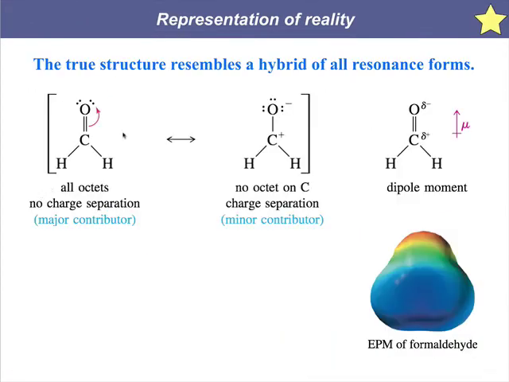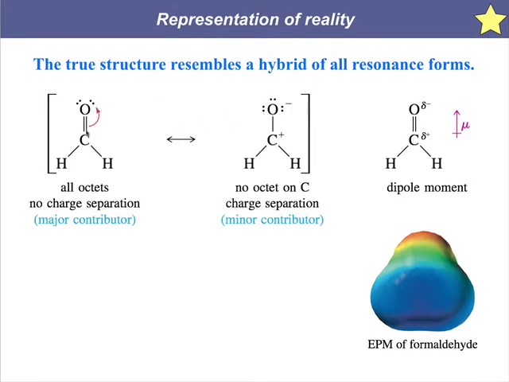Now let's look at one more example where we have formaldehyde, CH2O, and a resonance structure for formaldehyde. What we've done is we've taken a bonded pair between the carbon and the oxygen and we're moving it onto the oxygen to make it a lone pair.